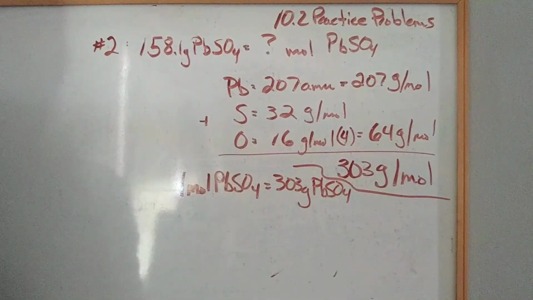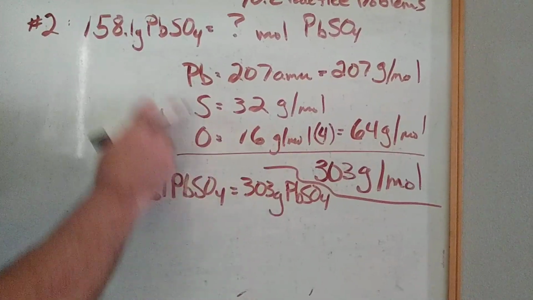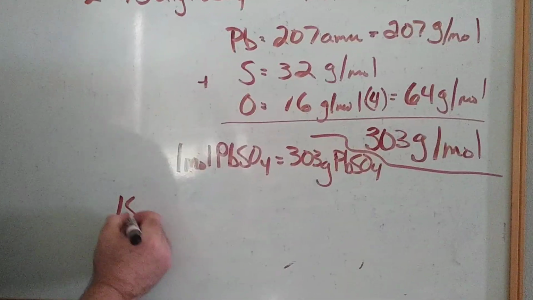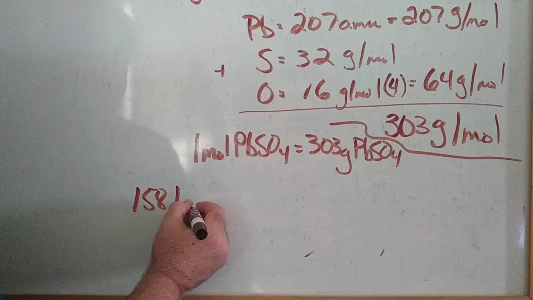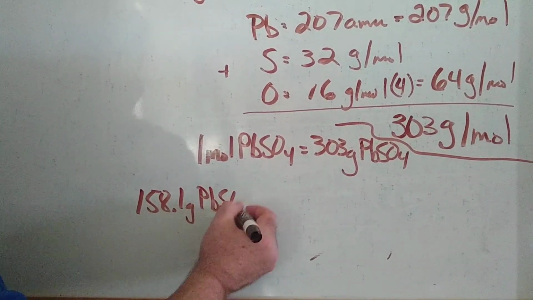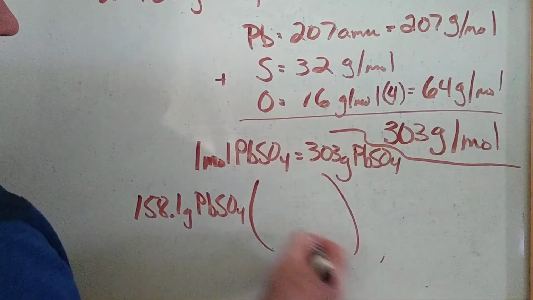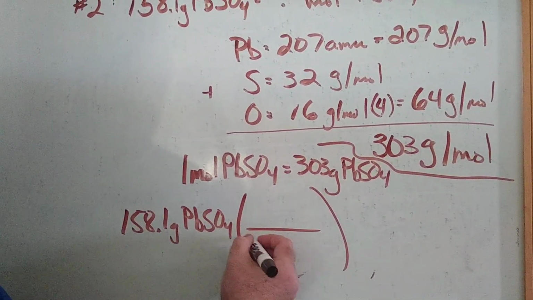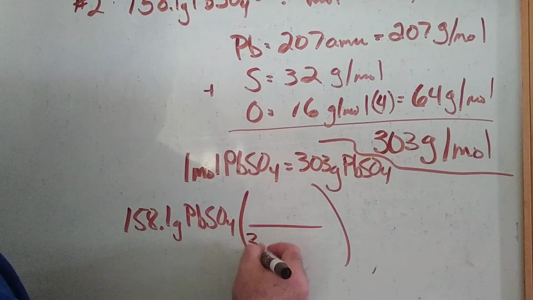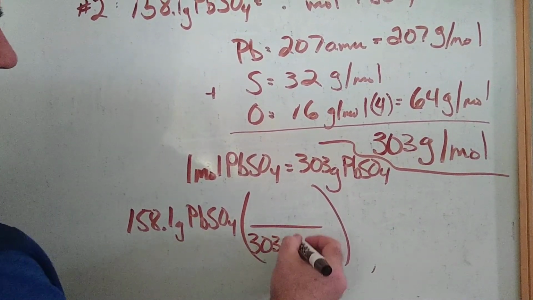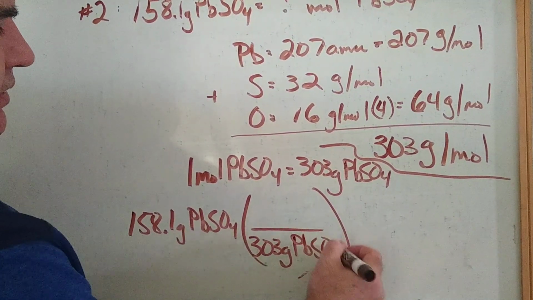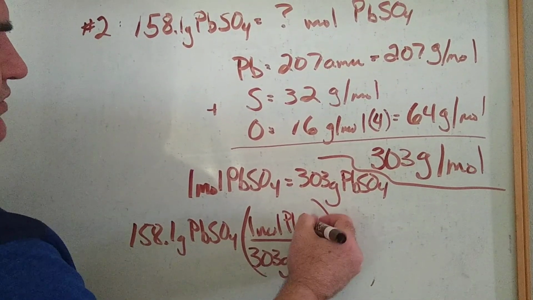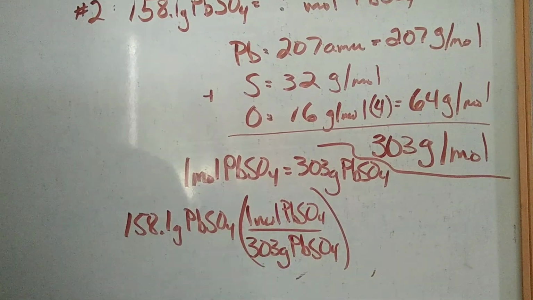That's my equality. We all know once we get an equality, we can do conversions. So I take my 158.1 grams of PbSO4, make my conversion. I need to write everything out. Grams, need to get rid of those, so the 303 goes on the bottom. My 1 mole of PbSO4 goes on the top.